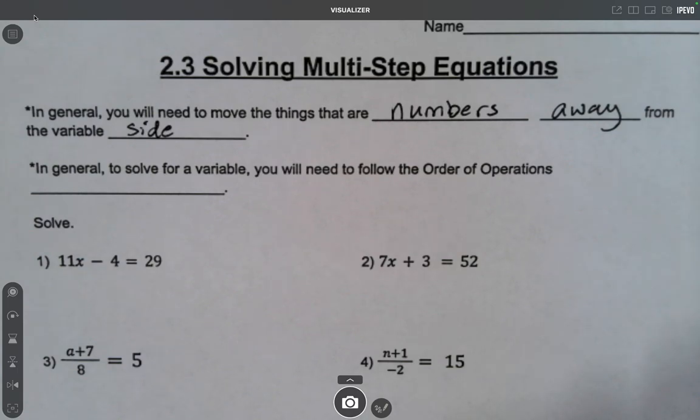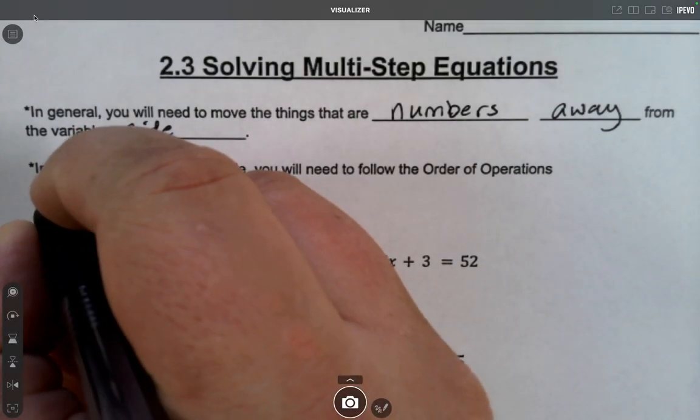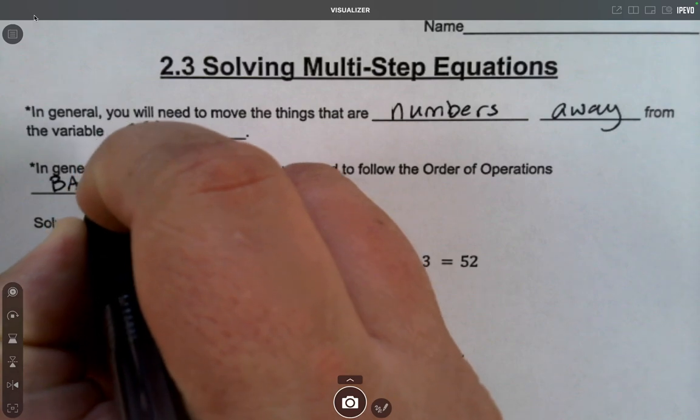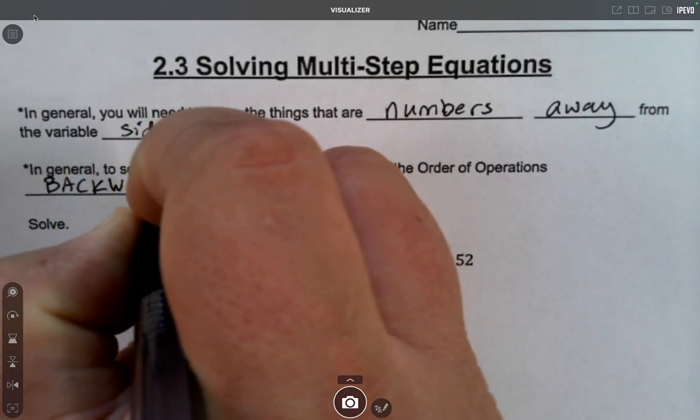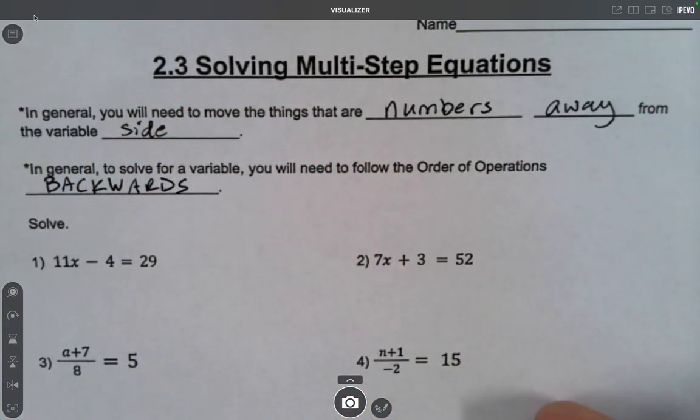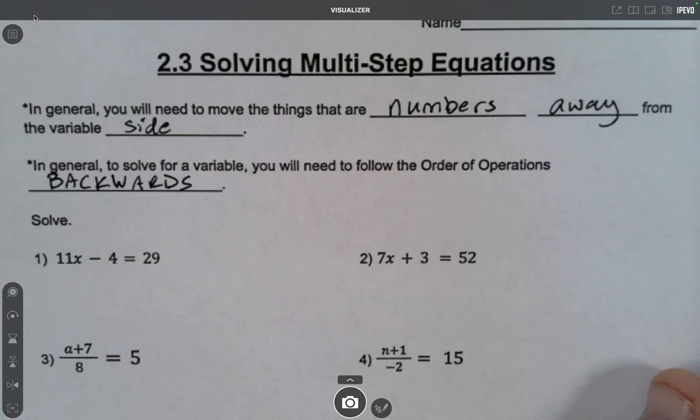This may sound crazy, but in general, to solve for a variable, you will need to follow the order of operations backwards. For real. I know that seems totally wrong. How could this be? Order of operations is essential when you're computing or evaluating. But when you're trying to solve for a variable, you're basically having to work backwards to figure out what happened or what it was originally.